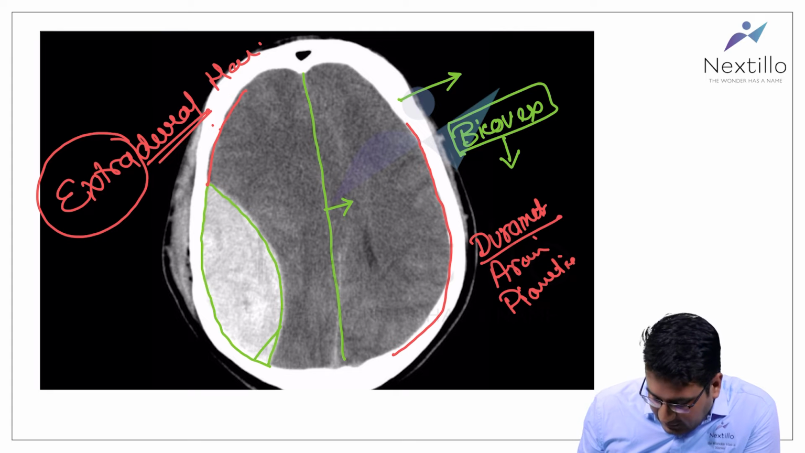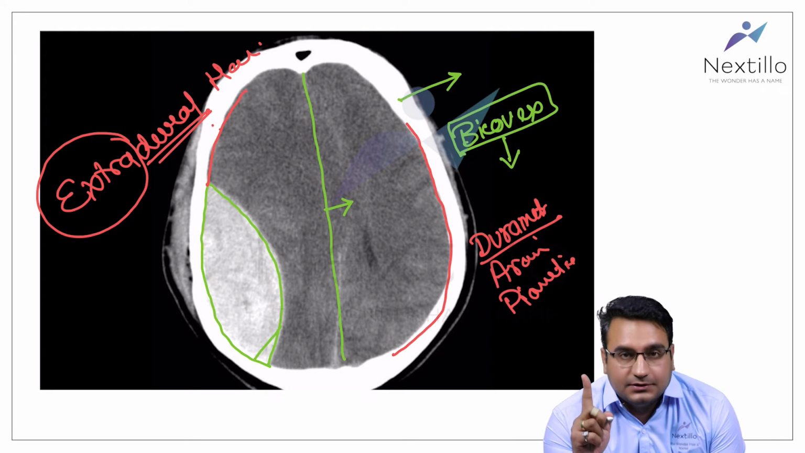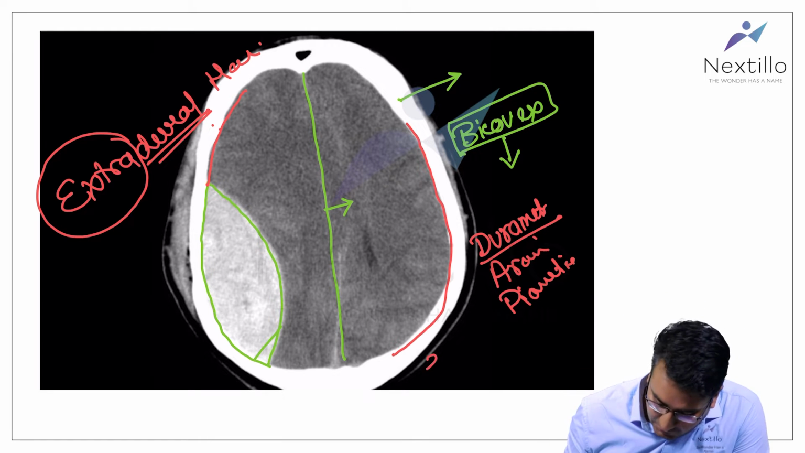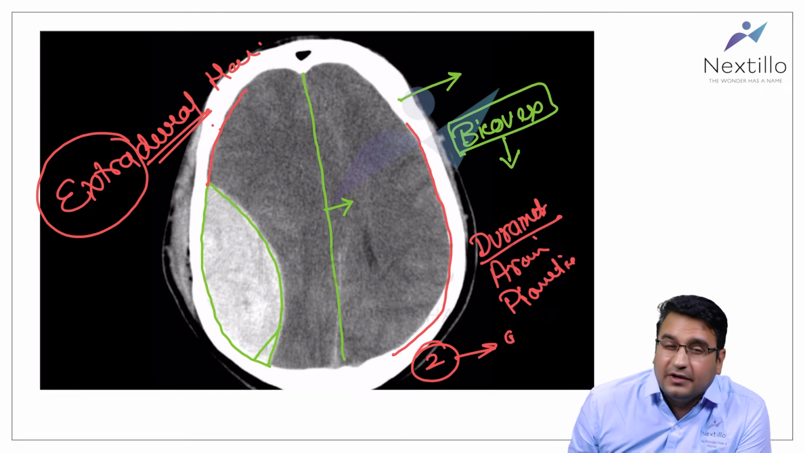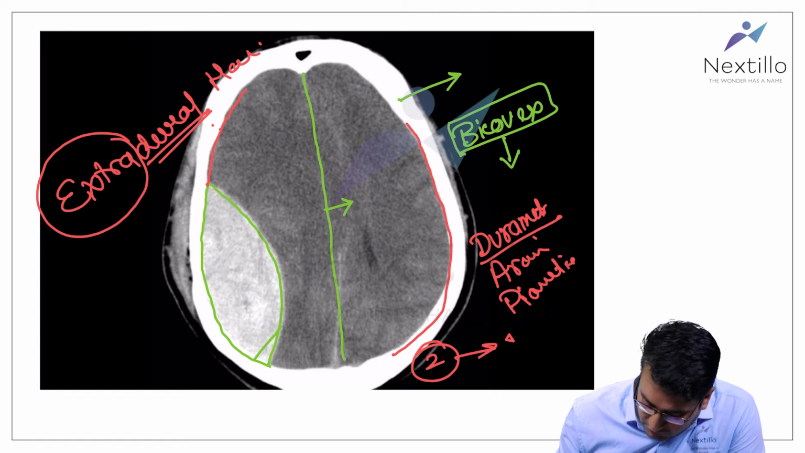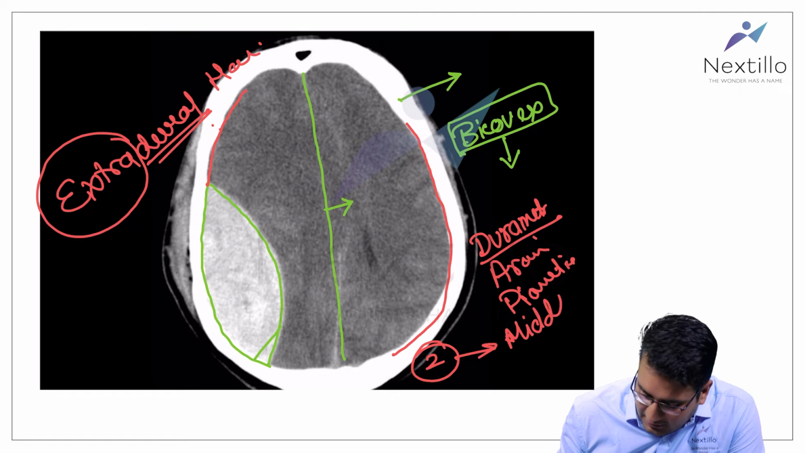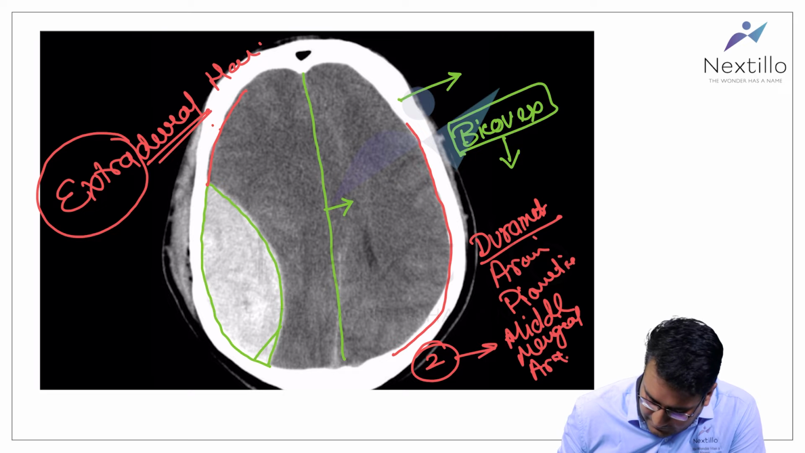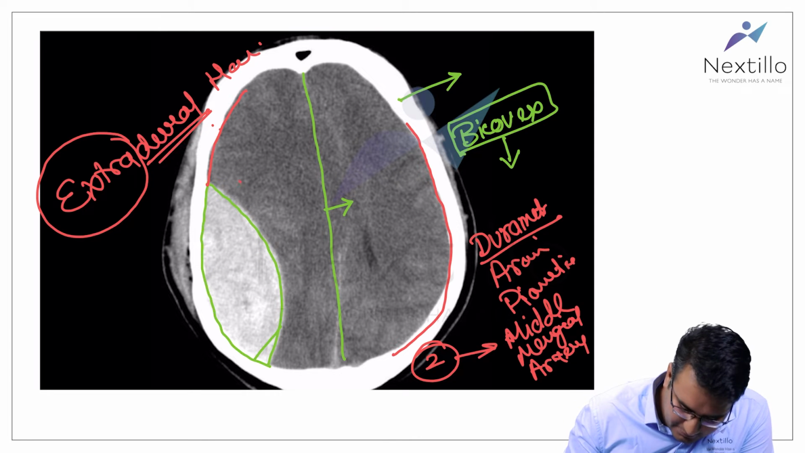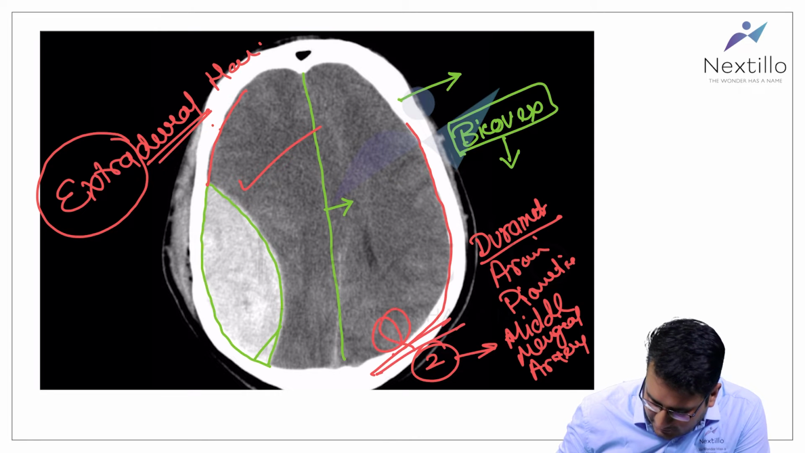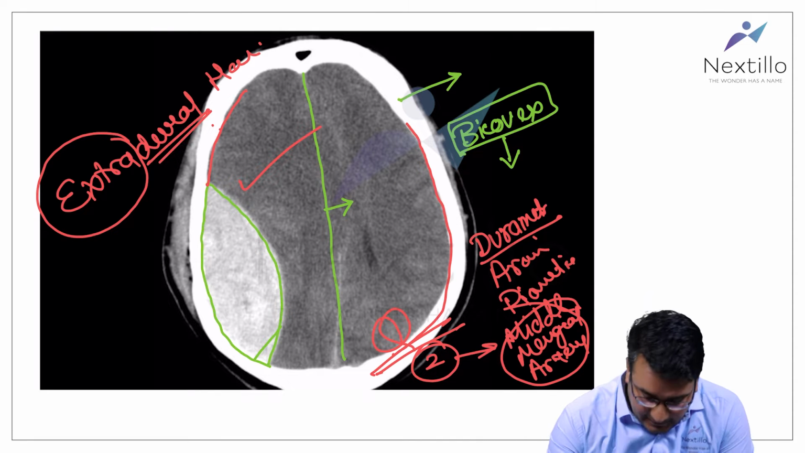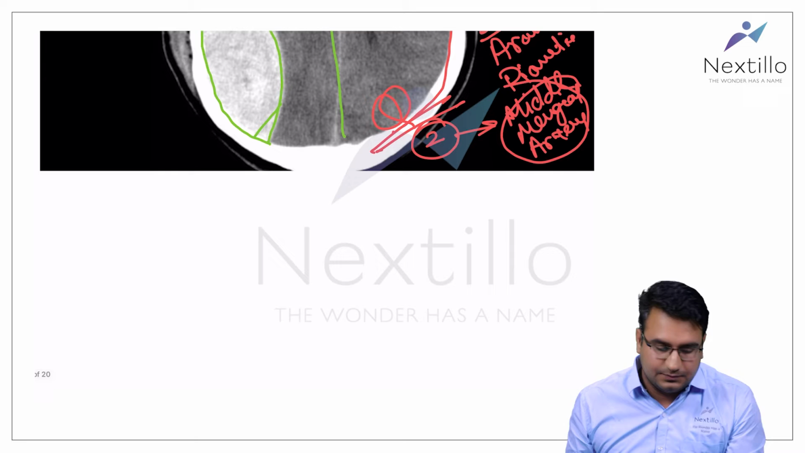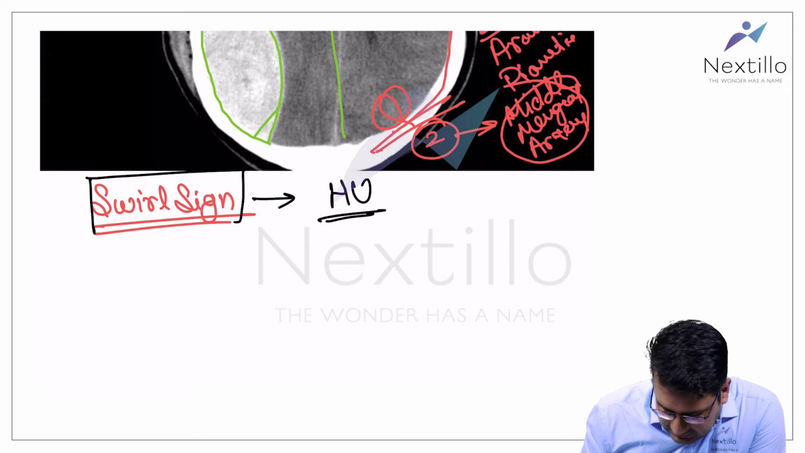Now, frequently the first question will be your diagnosis. What is the diagnosis? The second question will be, what is the culprit, the artery or vein involved in it? The most common is the middle meningeal artery. So the first question will be diagnosis, and the second question will be the middle meningeal artery, which is the most common artery involved in it.